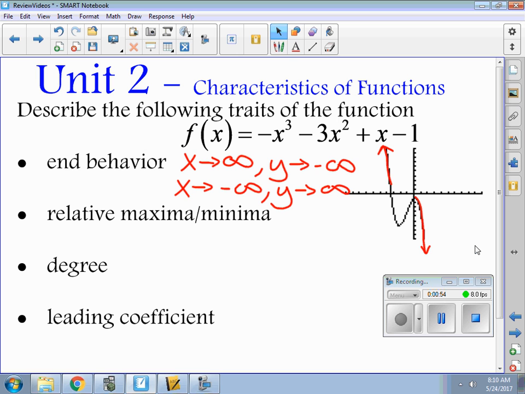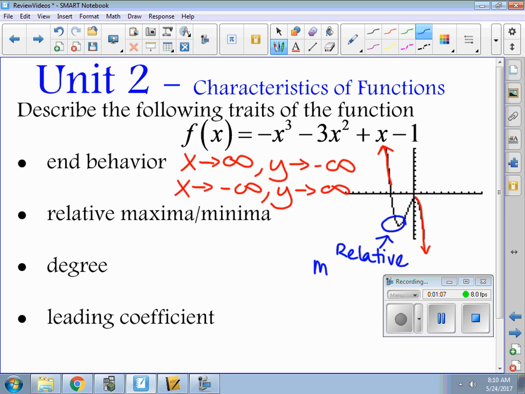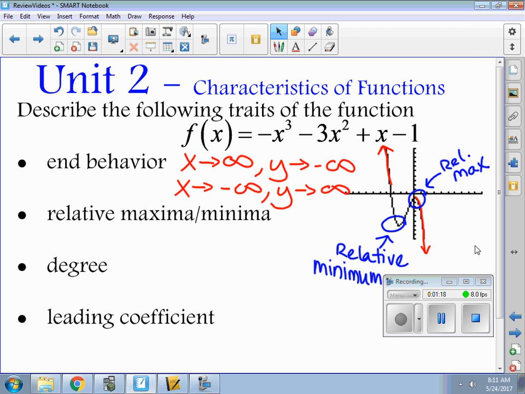When we talk about relative maxima or minima, those are not the overall or absolute maximum and minimums. We have a relative minimum here. And what that means is it's a minimum, but it's not the overall minimum. And we have a relative maximum right here.